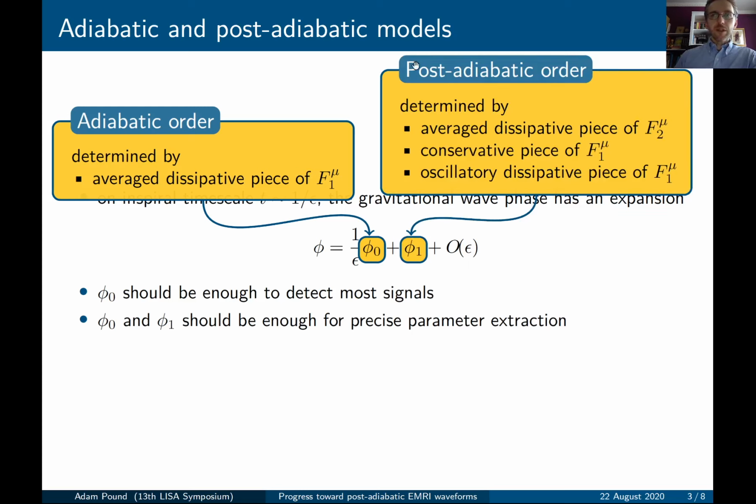Now the subleading term is called first post-adiabatic order, and it's determined by the rest of the first order force. So you need the full conservative piece of the first order force, as well as all the oscillations in the first order force. And in addition to the first order force, you need the averaged dissipative piece of the second order force. So that's how second order and post-adiabatic are in one-to-one correspondence.